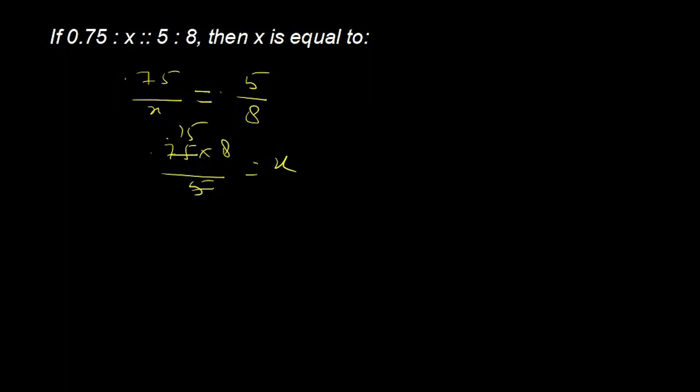0.75 ratio x proportional to 5 ratio 8. So I think this is another easy problem. 0.75 divided by x, proportion converted into equals, 5 ratio 8 as it is. So now 0.75 into 8 divided by 5 is equal to x. This is 0.15 multiplied by 8. So what should be the value of x? 15 eights are 120. So x is going to be 1.2.